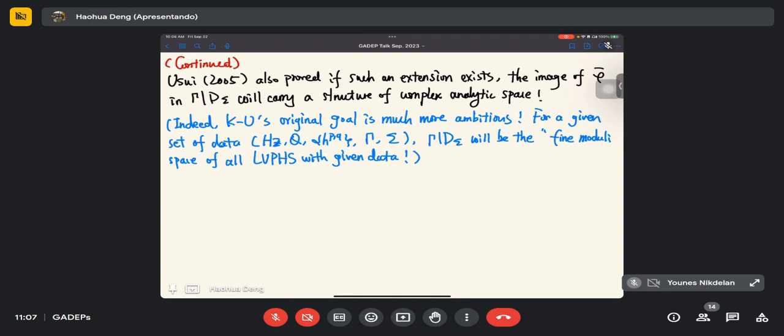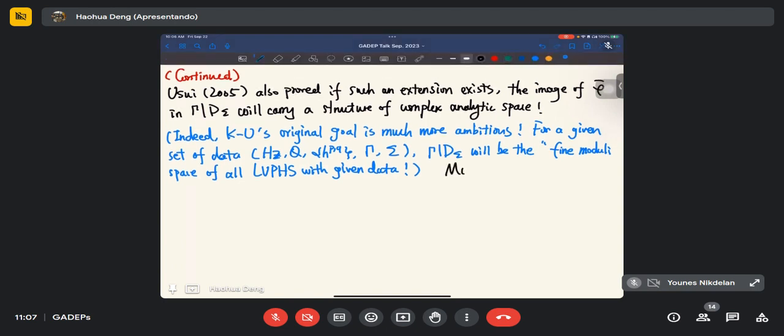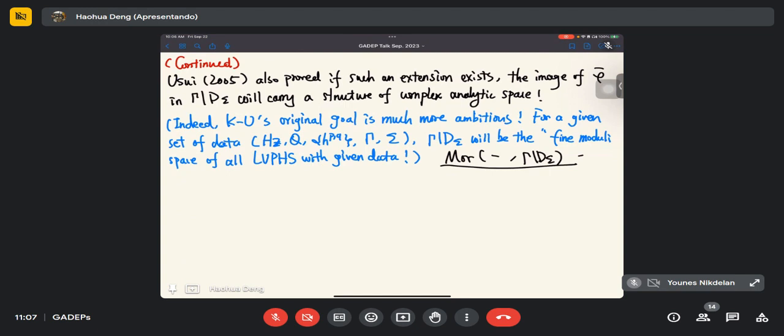Maybe I should say, if you have a VHS, or say a logarithmic variation of Hodge structure on some base, whatever the base is, as long as this VHS has the given set of data, then you have a unique morphism of logarithmic manifolds from that S bar to this constructed Kato-Usui space. So this is a very ambitious goal, because they want to compactify a very large group of VHS together within this one space.